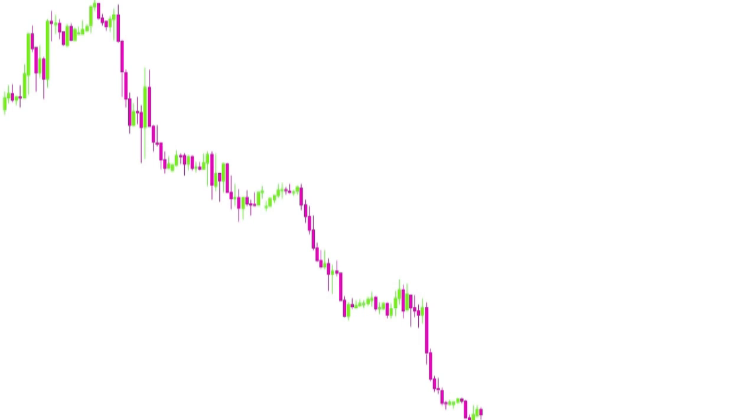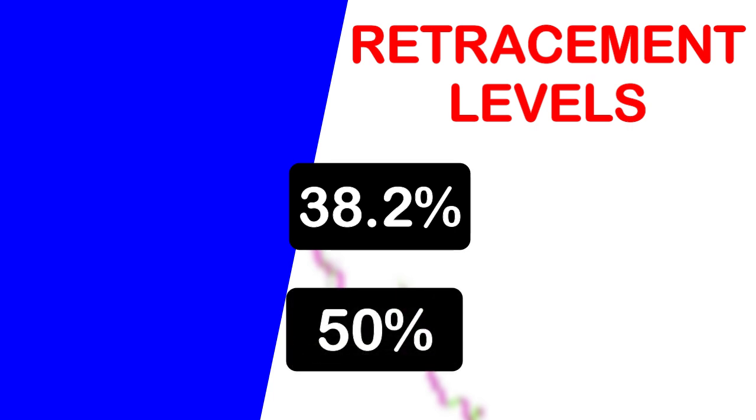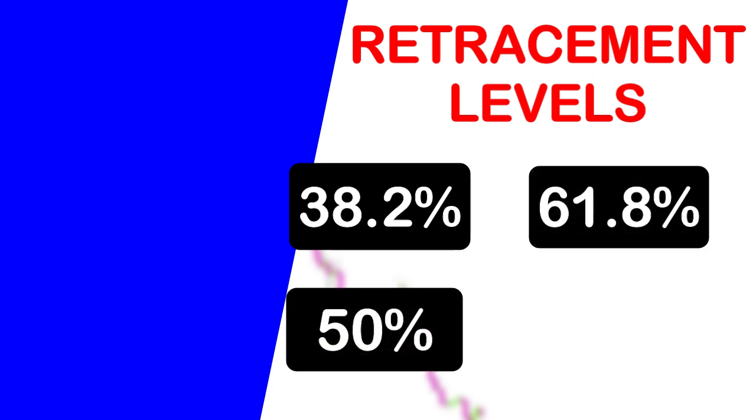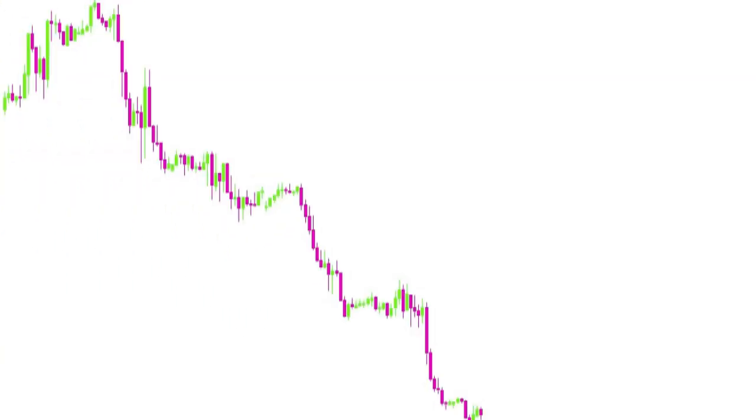We plot the levels of the Fibonacci retracement on the chart in order to know the areas at which the pullback ends in the market. The retracement levels which are more respected by the market are 38.2%, 50%, 61.8% and 78.6%. Now let us see how to trade using the retracement levels in the market with an example.